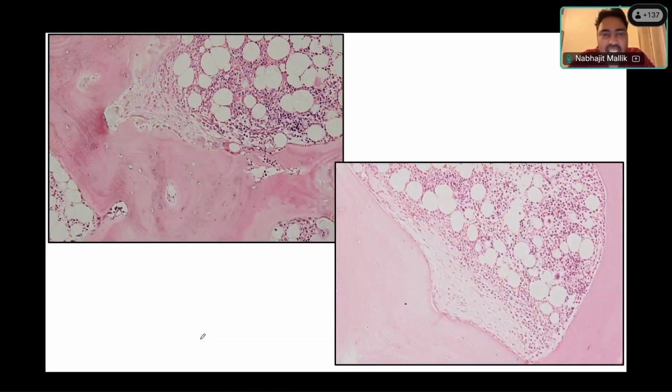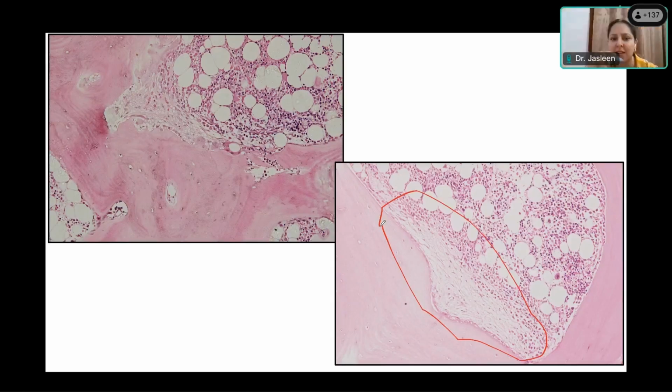Let's go into a higher picture. Let's bring in Jasleen here. Jasleen, what do you see here now in these two pictures? Jasleen, are you there? Paratrabecular fibrosis. Wonderful, right? So this is what you're seeing here. This is a very good example of paratrabecular fibrosis. And what else? I can see osteoclasts. Right, these are the osteoclasts you can see here, right? Great.